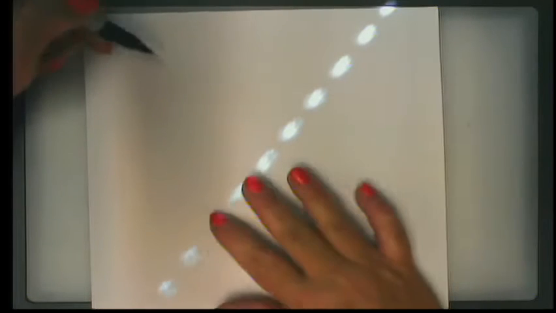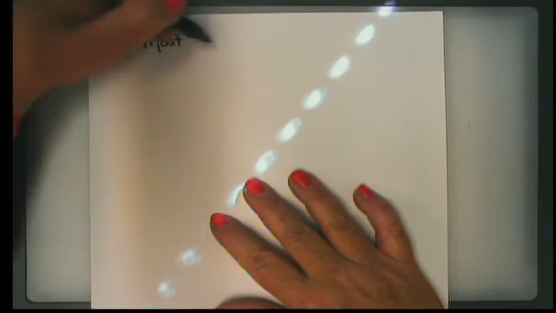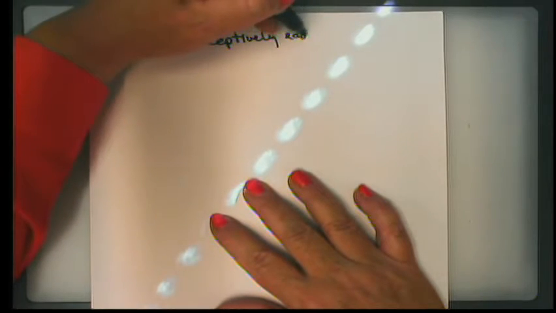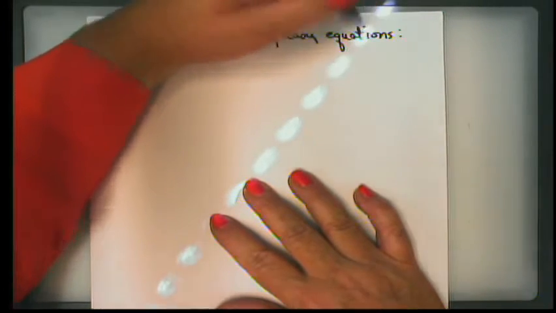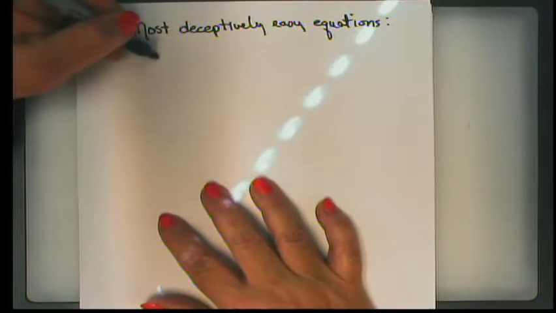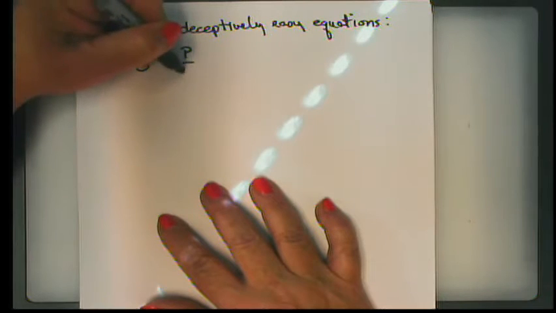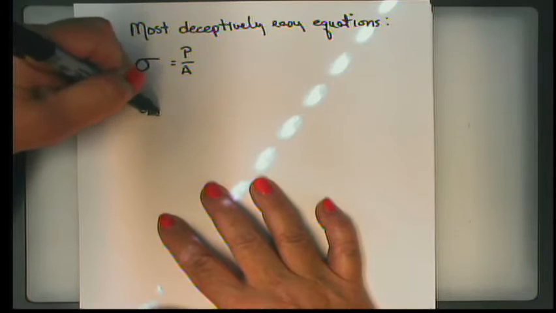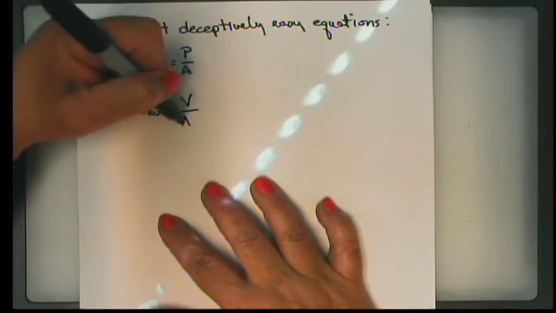All right, so I like to refer to these two equations as the most deceptively easy equations. They're not difficult, but when you look at them on the face of it, they look even easier than they are. One is that sigma, or normal stress, is equal to P over A, force over area. And similarly, tau, which we have to subscript as being the tau average, is equal to V, which is a different kind of a force over an area.